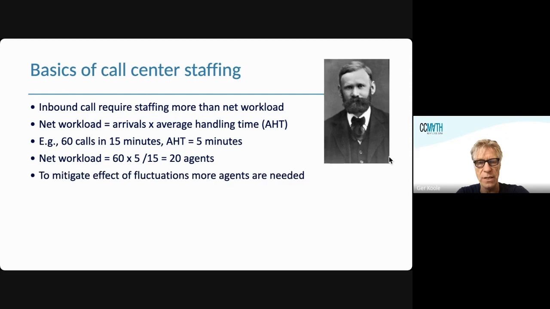Well, actually, it's not exactly 4 calls per minute that arrive, and it's not exactly 5 minutes that every call takes. There are fluctuations in arrivals and handling time. And to mitigate these fluctuations, you need more agents than 20. And that is exactly what Erlang realized. And he used all kinds of assumptions, for example using the work of the French mathematician Poisson before. But what he did is he came up with a calculation.